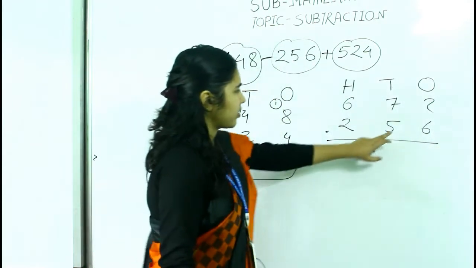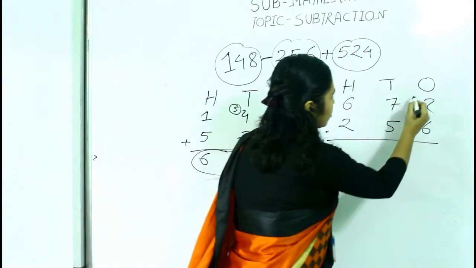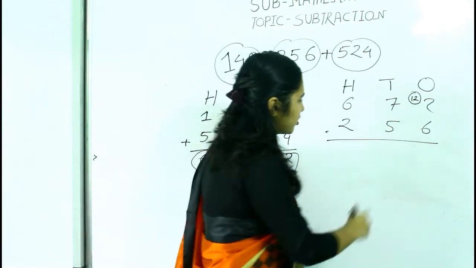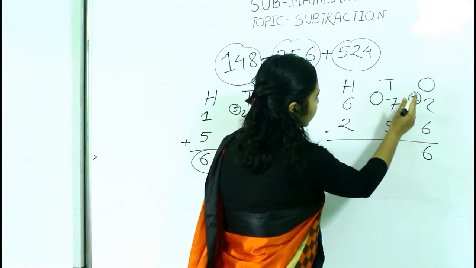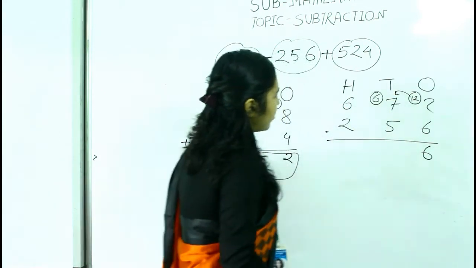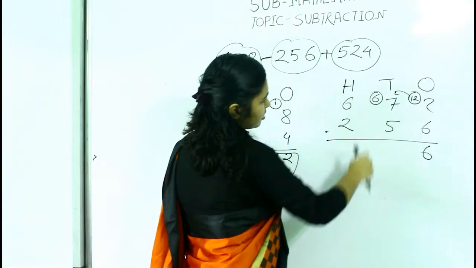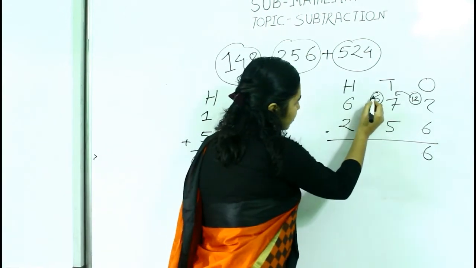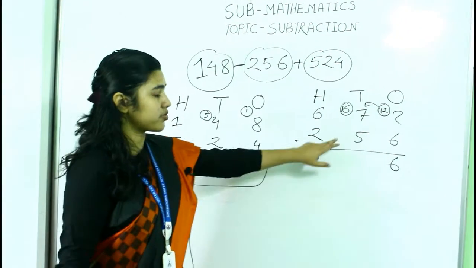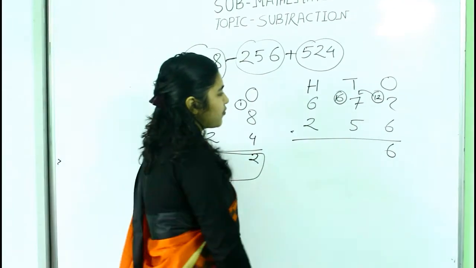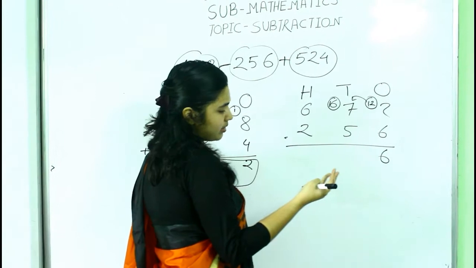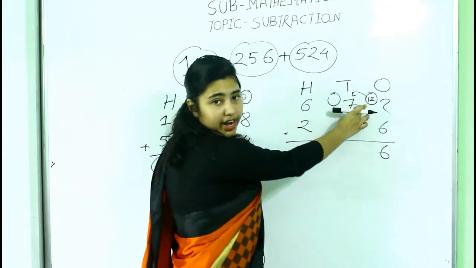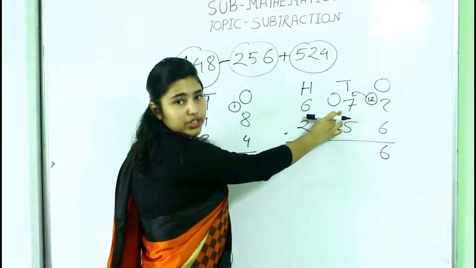Now subtract. Here 2 is less than 6, so again we have to assume 2 as 12. Now subtract 6 from 12, which is 6. Again subtract this extra 1 from 7. We will get 6. Now subtract 5 from 6, which is again not possible because 6 is less than 5... again assume 6 as 16. Now subtract 5 from 16, which is, after 5: 6, 7, 8, 9, 10, 11, 12, 13, 14. Now subtract this 1 from the tens digit, which is 7.